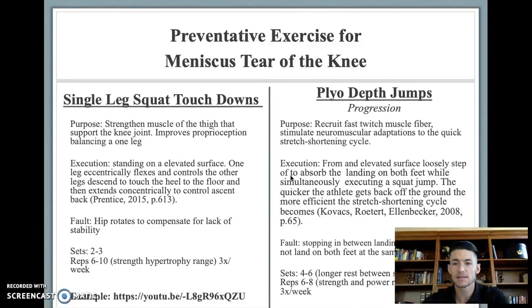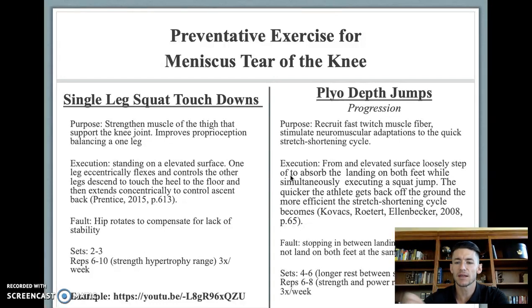Progression from this is the plyo depth jumps. Now that we've worked the slow twitch muscle fibers, we want to recruit those fast twitch muscle fibers that stimulate that neuromuscular adaptation for this stretch shortening cycle. From an elevated surface, the athlete will loosely step off the elevated surface and absorb the landing on both feet while simultaneously executing a squat jump.